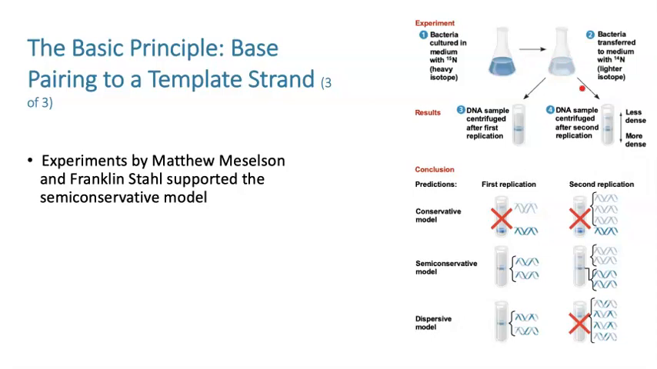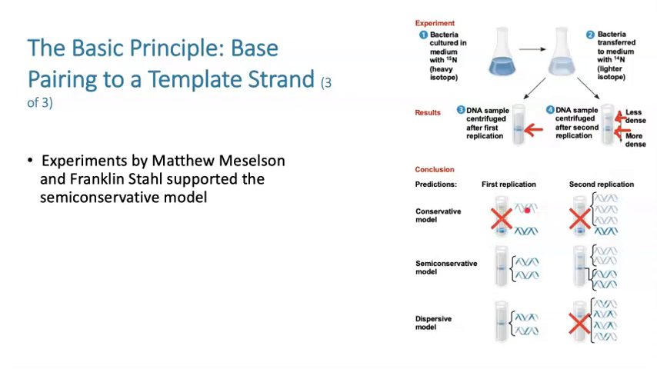And they took samples after the first replication, and then they took samples again after a second replication. When they took samples after the first replication, the DNA was about in the middle of the road in the test tube. And then after the second replication from the same bacteria, they had a mix of less dense and more dense. So that's how they eliminated the conservative.